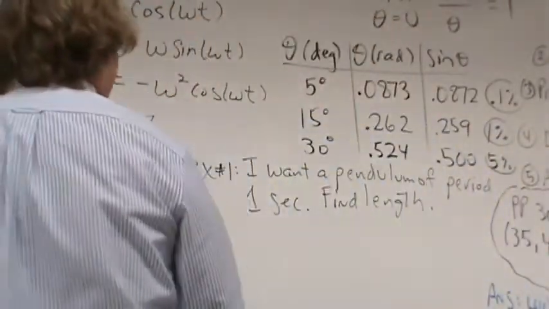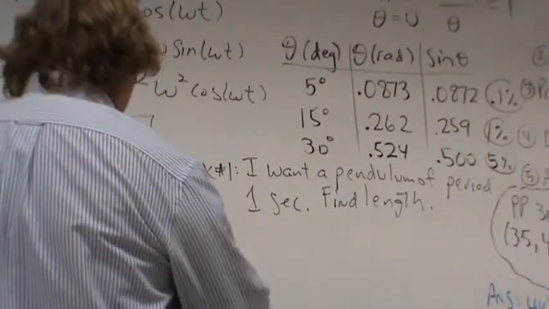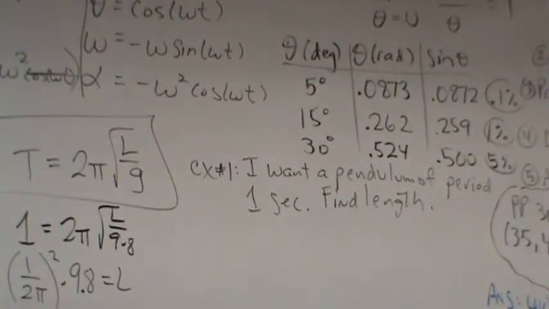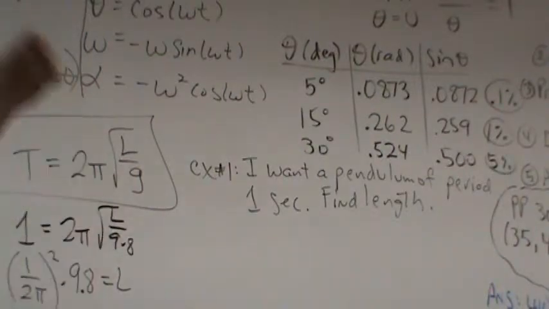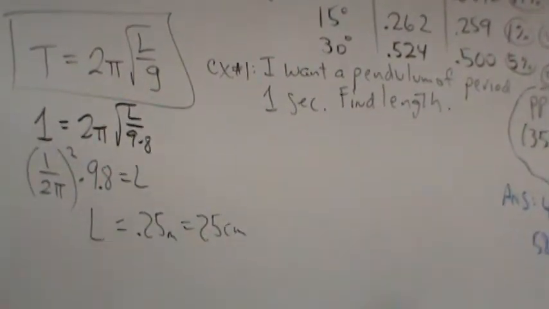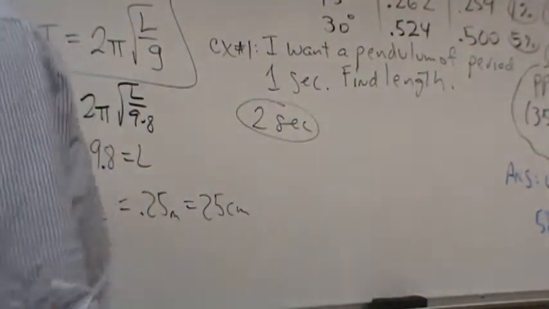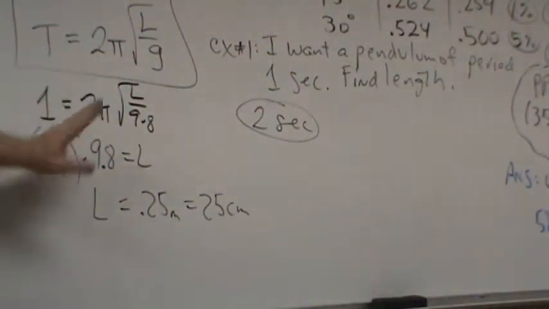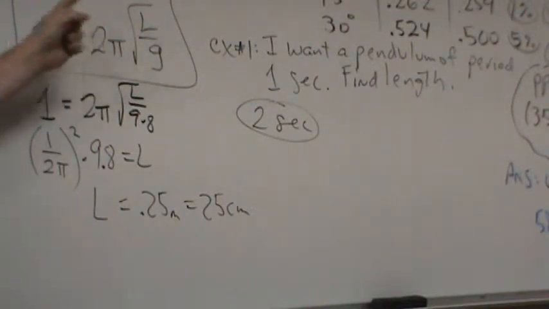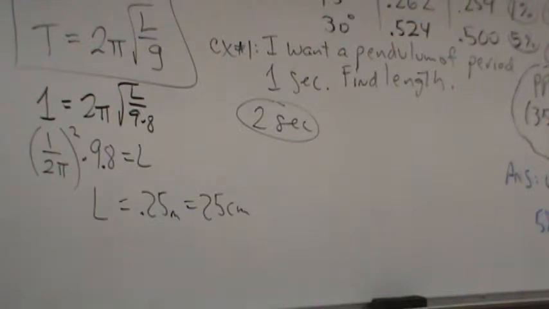So let me ask you this, okay? We found that the length was 25 centimeters for a period of 1 second, but what if I wanted a period of 2 seconds? I want to double my period. What am I going to have to do to that length in order to double my period? How many people here say, double the length, I double my period? How many people say, quadruple the length and I double my period? Okay, good for you guys.